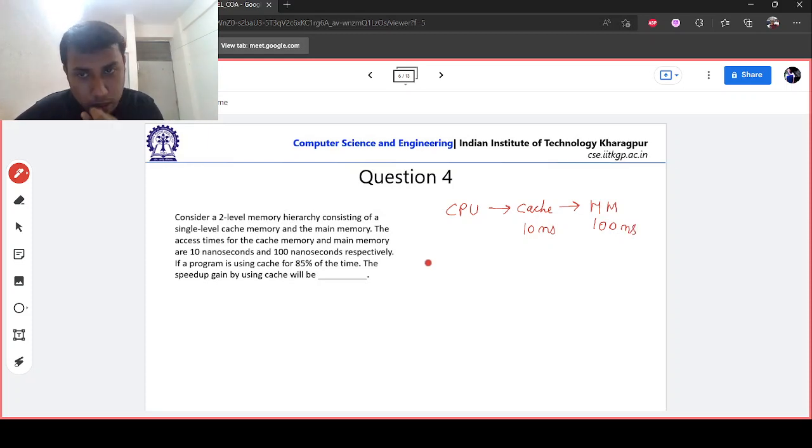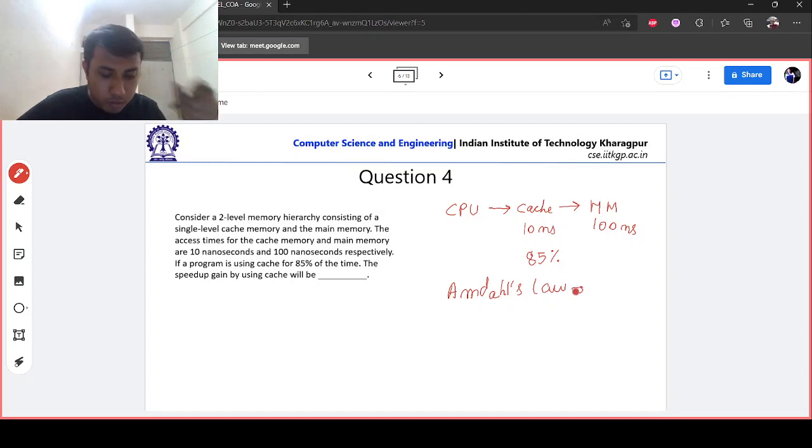Now it is also given that the program is using cache 85% of the time. So naturally the main memory is being used for the other percent. Now the question is, what is the speed up gain if you are using the cache? This problem is solved using Amdahl's law. We have discussed it, I guess in week 3. So using Amdahl's law, we will calculate the speed up.